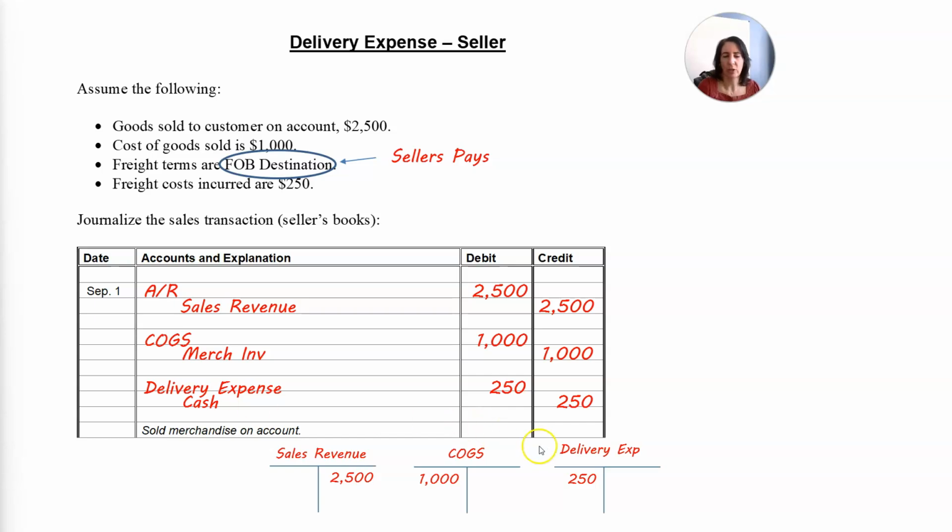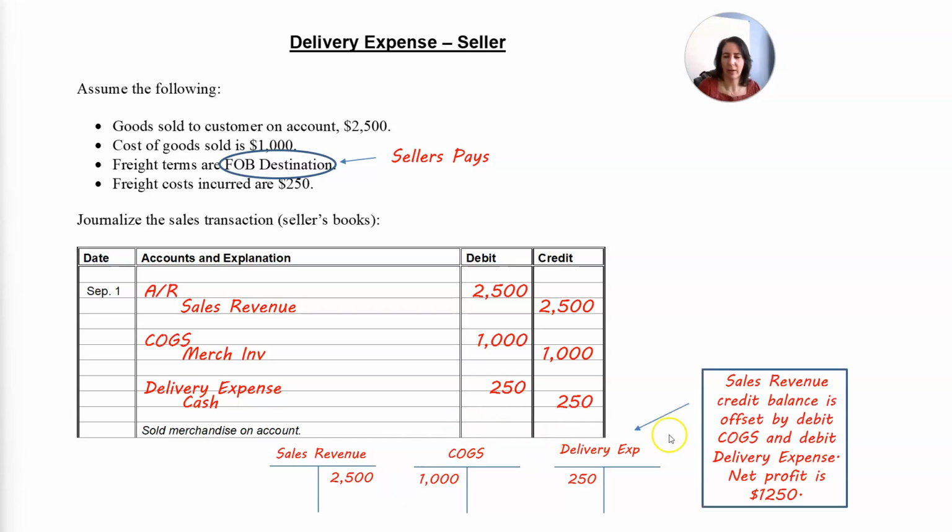And cash. So when we look at these guys together, it's going to be sales revenue minus cost of goods sold gives you gross profit minus delivery expenses. So the net profit overall, the income from operations, would be $1,250. You see how this is a credit balance and these two guys are debits? It's because they're expenses. All right.